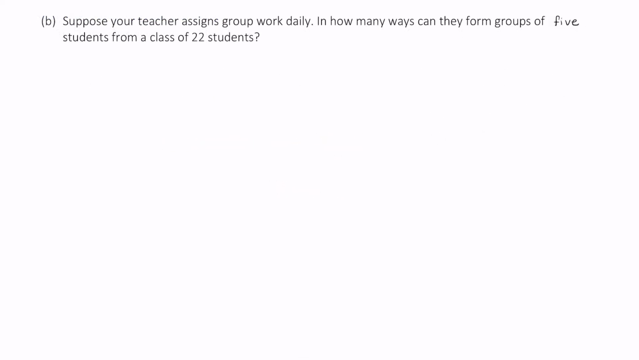In this next example, suppose your teacher assigns group work daily. In how many ways can they form groups of 5 students from a class of 22 students? And again, this is one of those situations where order does not matter. So how many ways can your instructor do this? Well, this is 22 choose 5. So it's 22 factorial over 5 factorial times 22 minus 5 factorial. So 22 factorial over 5 factorial times 18 factorial.